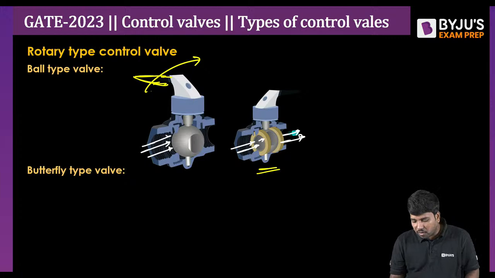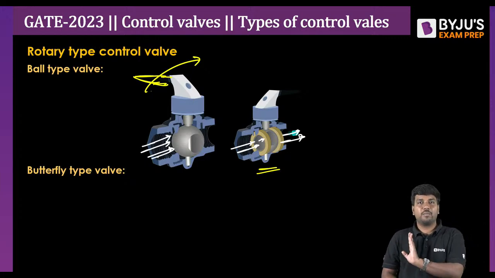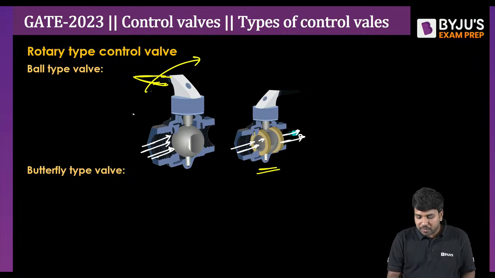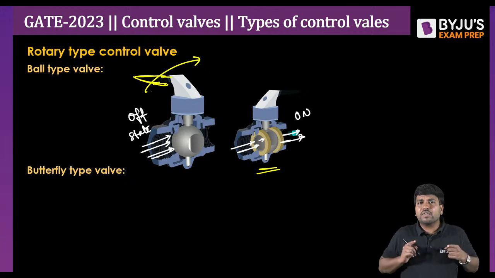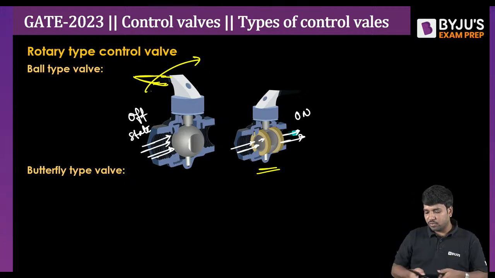So when the fluid is all the way coming up to here, it will hit here. Unfortunately, the fluid cannot come to the outside. So this is considered as an off state here. So let me say off state, and this would be considered as an on state. Means the entire amount of the fluid is flowing through, fully open.